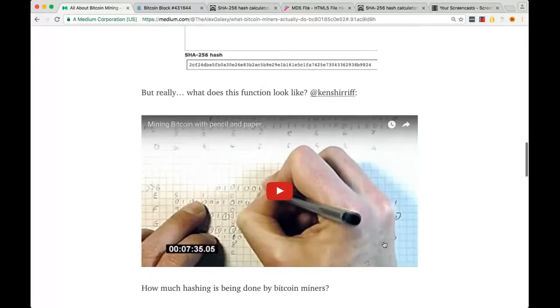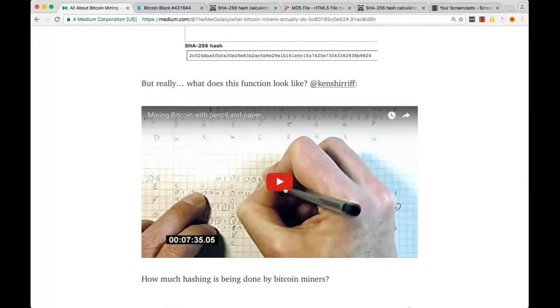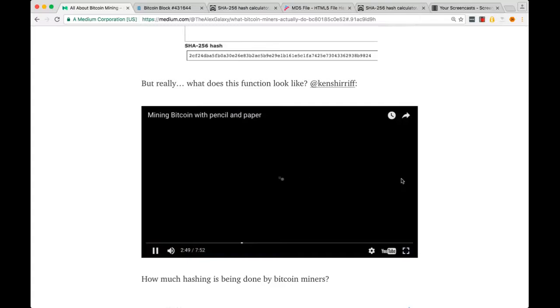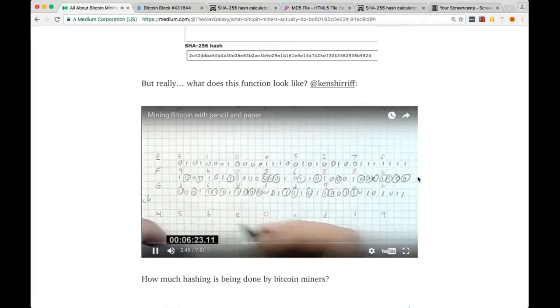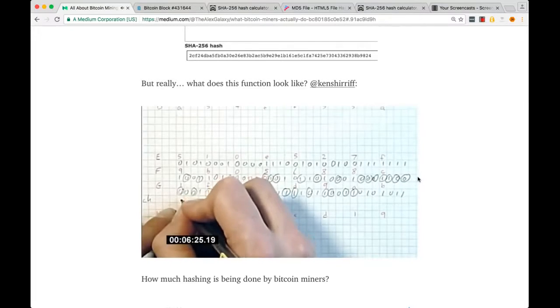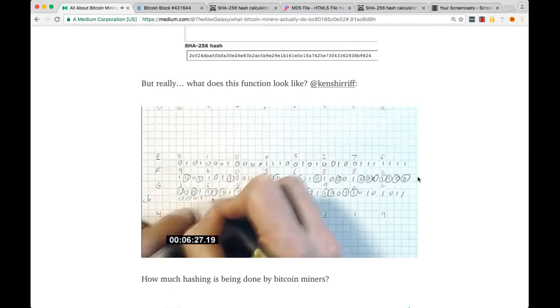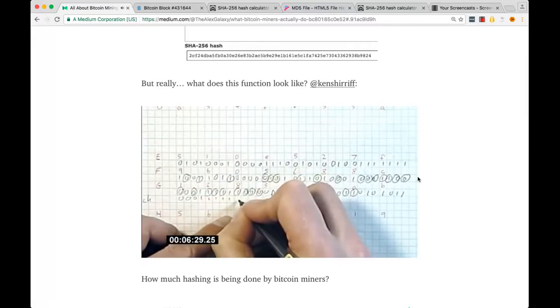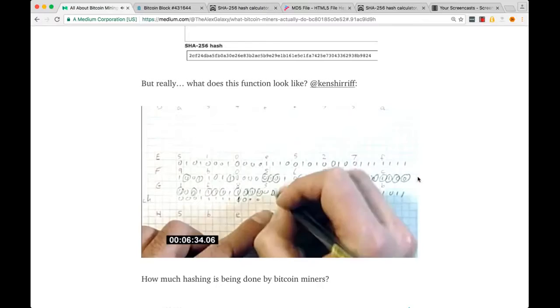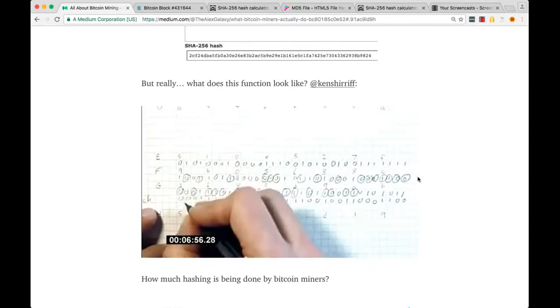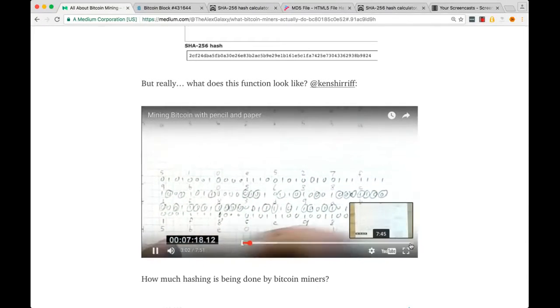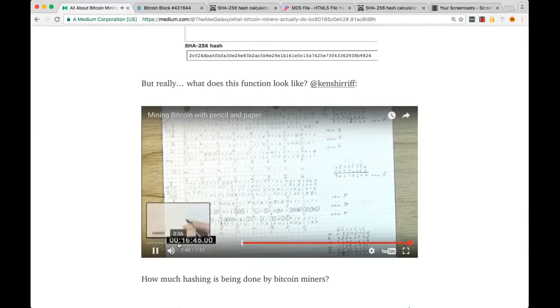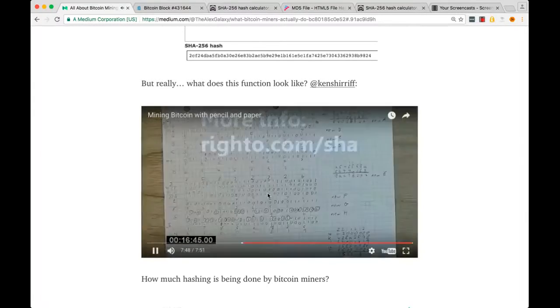So really, what does this SHA-256 function look like? Well, here's Ken Shirriff performing one SHA-256 algorithm by pencil. And now we write down the circled bits underneath here. So this whole hashing algorithm takes him, I think it's 16 minutes or something. He did one round in almost 17 minutes.